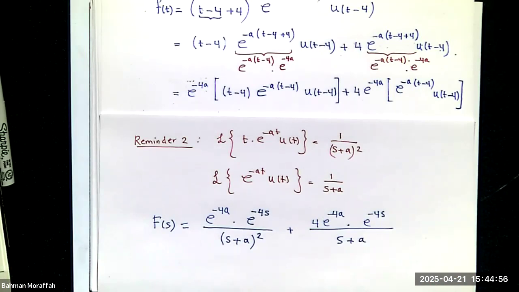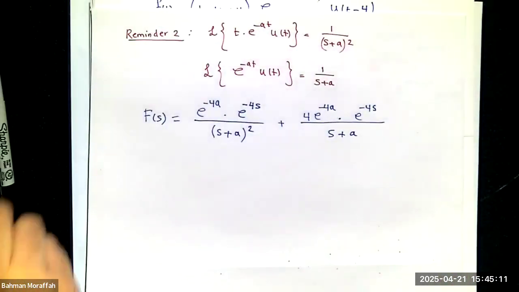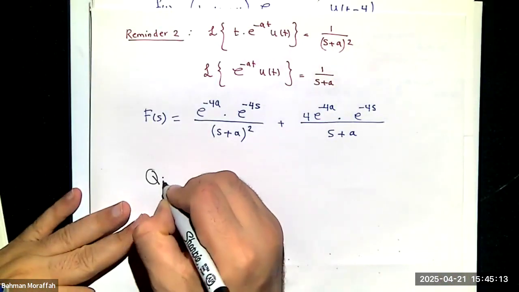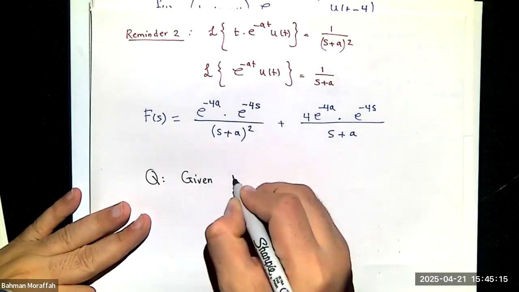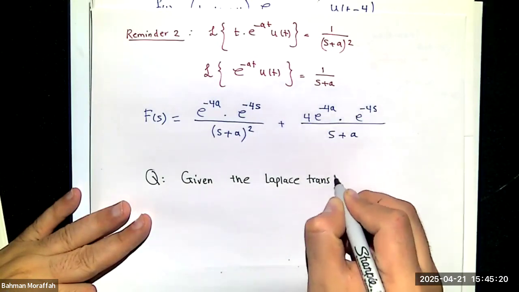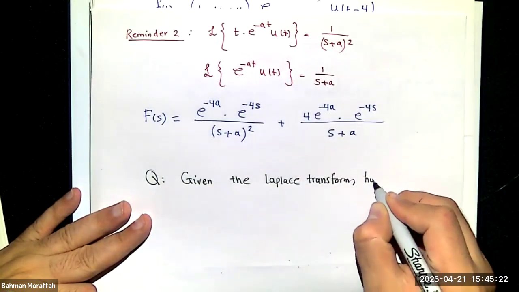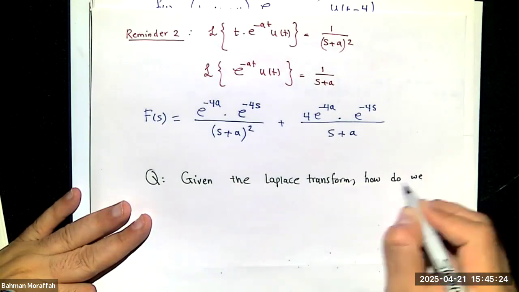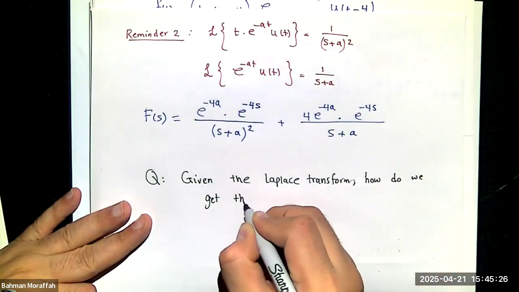Right? That's fantastic. It's pretty good. But what now? I have the Laplace transform. I gotta have a way to go back to the time domain. So how do we do this? So the question here: given the Laplace transform, how do we get the inverse?